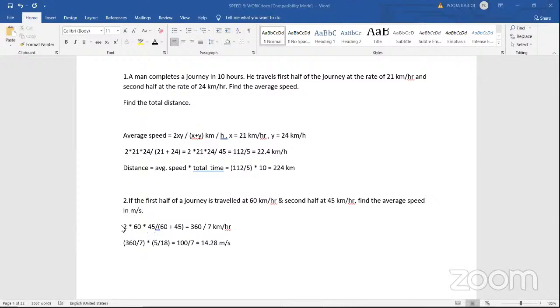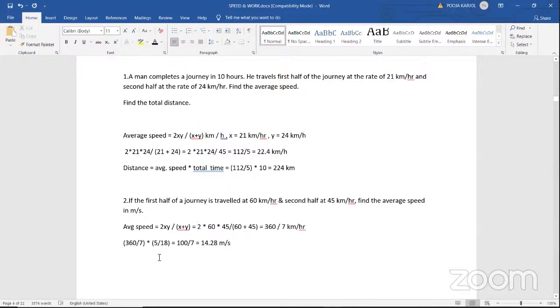Okay. So it's the same thing. Average speed is equal to 2xy divided by x plus y. 2 into 60 into 45 divided by 60 plus 45. You get 360 by 7.